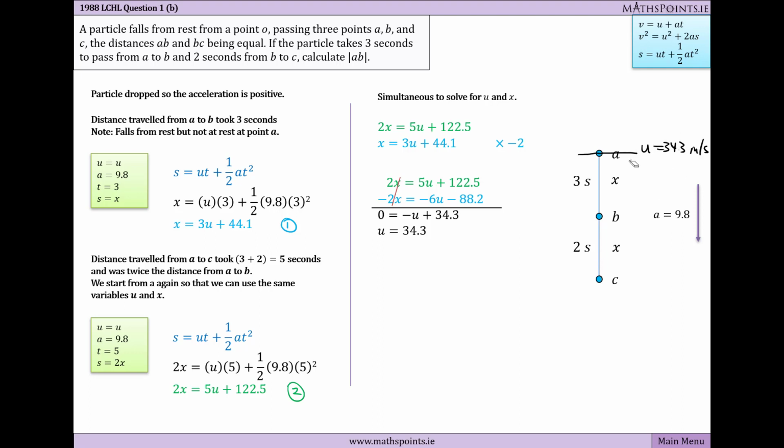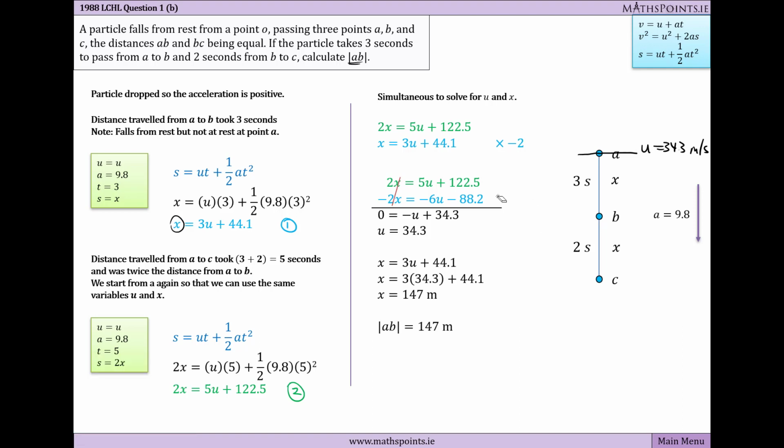I'm going to use this value with either equation 1 or 2 to solve for x, which is the value that we're looking for in the question, the distance from A to B. So I'm going to sub this back into equation 1. So I get x is equal to 3 times 34.3 plus 44.1. And so x is equal to 147 meters. And so the distance from A to B in this question is 147 meters.